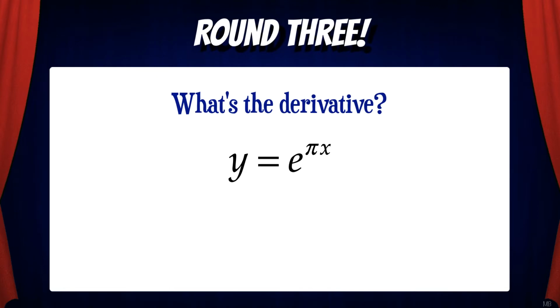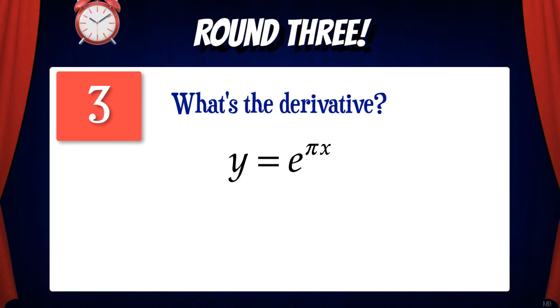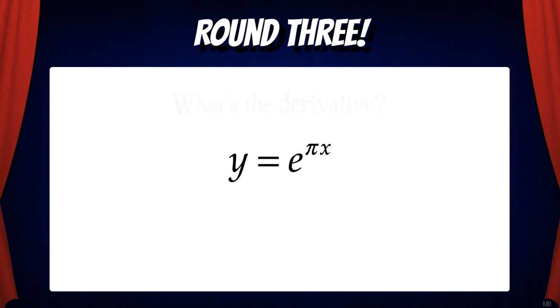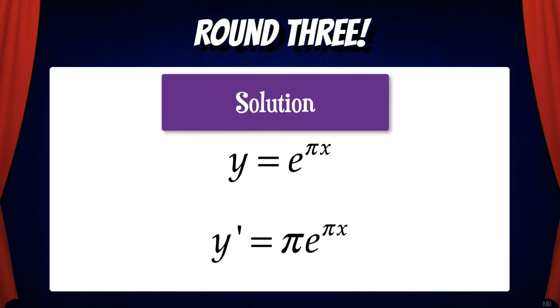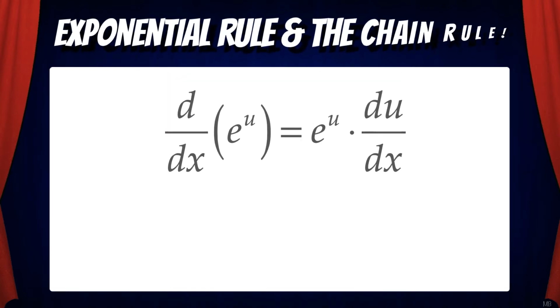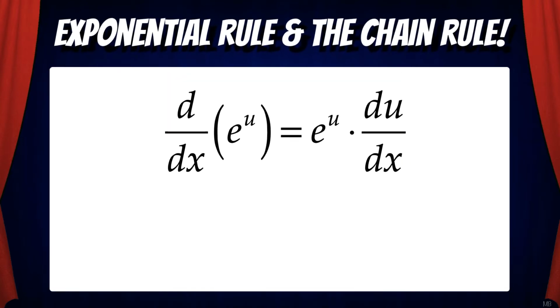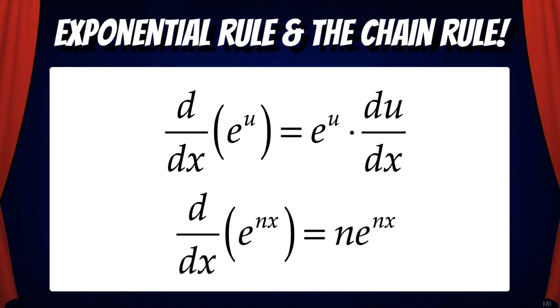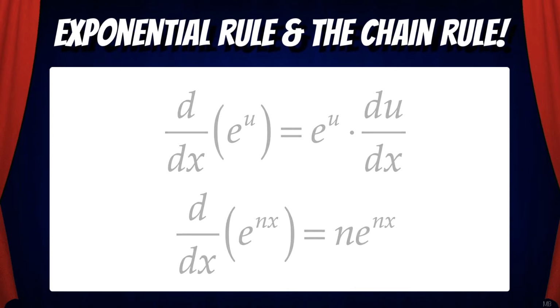Round 3. What's the derivative of y equals e to the pi x? The solution, y prime equals pi times e to the pi x. Recall that the derivative of e to the u equals e to the u times du dx. That's the chain rule. So the derivative of e to the nx equals n times e to the nx.